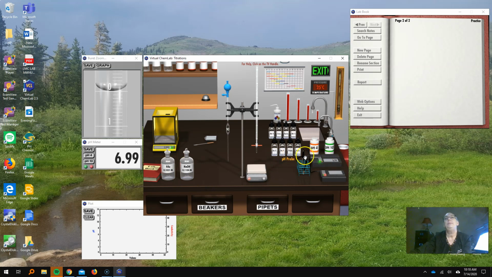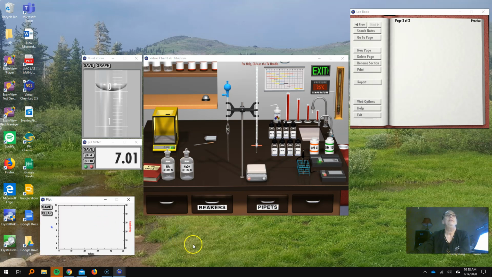We're going to use our pH meter here. This is the probe we're going to use, and this is the meter telling us what's happening, what the number is. We're going to graph all that like I just showed you.